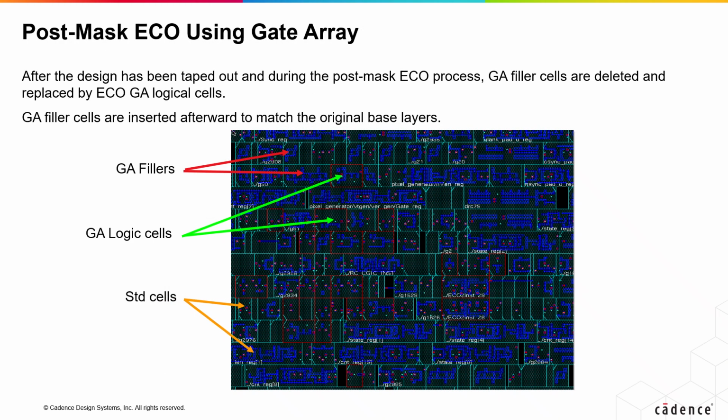For a post-mask ECO, gate array filler cells are initially deleted and, as needed by ECO, replaced by the gate array logical cells. New gate array filler cells are inserted back in afterwards, to match original base layers.